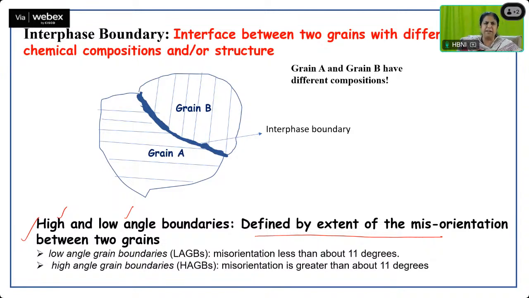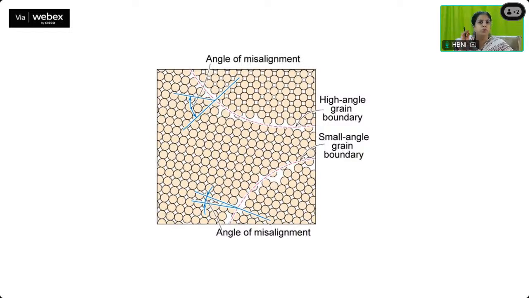So by convention, low angle grain boundaries are those where the misorientation is less than about 11 degrees, and high angle grain boundaries are those where misorientation is greater than about 11 degrees. So I'll just show you what I mean when I say this. Let's say these are your grains, okay? And I'm talking of the grain boundaries here, okay?